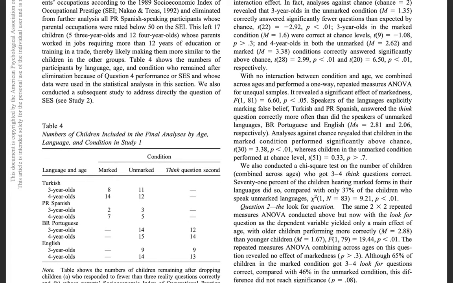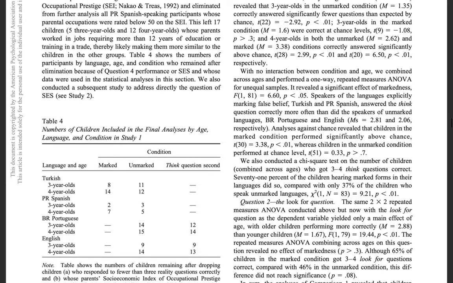But right now, what do we know? We know 3-year-olds are worse than 4-year-olds overall. And then they're like, with no interaction between condition and age, we combined across ages and performed a one-way repeated measures ANOVA for unequal samples. So this is where I disagree. Remember what I said before, when you look at the actual data, it appears the language helps out those who have crossed the developmental threshold. That's what's going on with the data. This analysis now ignores that fact and just says, let's lump them all together. I don't agree with that decision. I really don't. I think it's a bad decision. But let's see what they find, and let's see if it changes my mind.